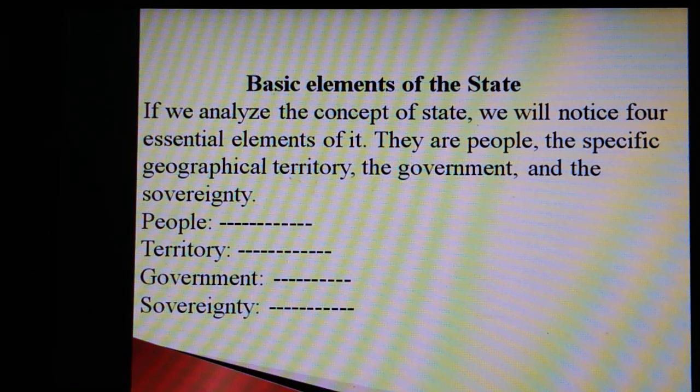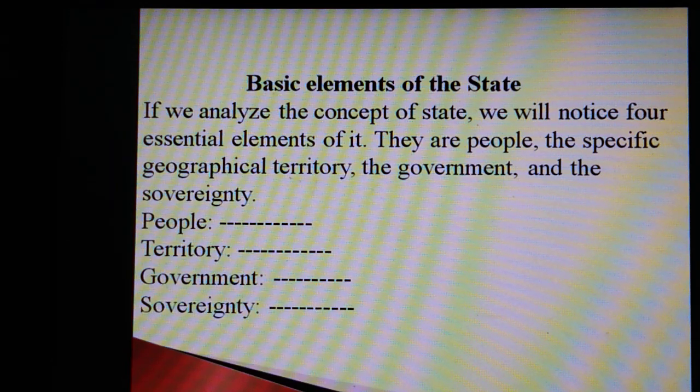Second element of state, a definite territory, that is geographical territory. The specific geographical territory is the second mandatory element of a state. Every state is surrounded by a specific geographical border. Territory also includes land, sea, and air. The sovereignty over the geographical territory is essential for the people of the state to live in that land.